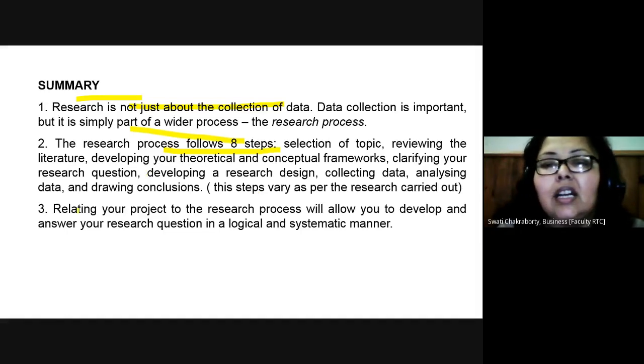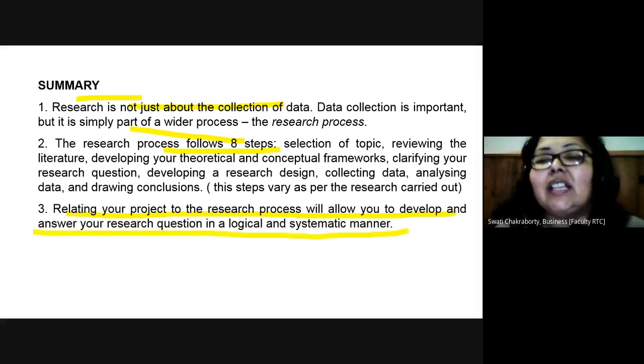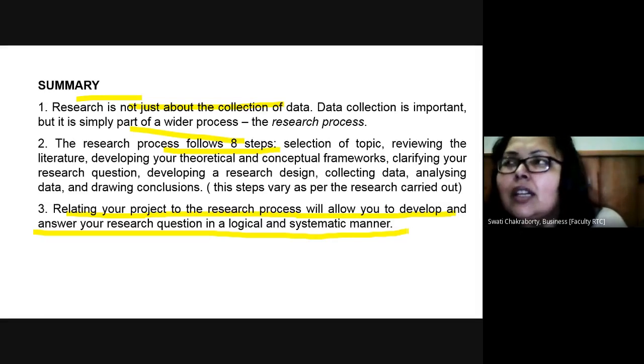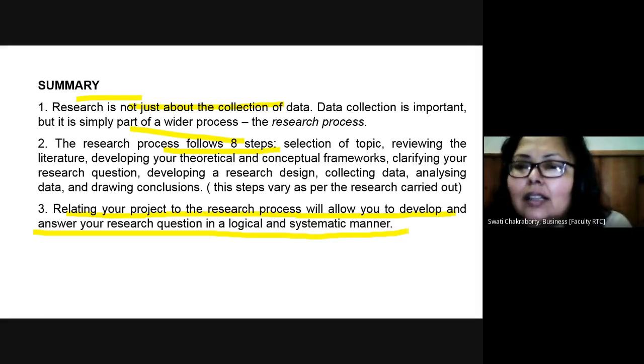Okay, and the third is relating your project to the research process will allow you to develop and answer your research question in a logical and systematic manner. Okay, so project process and research process is more or less same. So you need to relate that. You see, we have discussed earlier also when we were talking about your project process, how you would go. And if you see now, it's similar. So it also helps you.